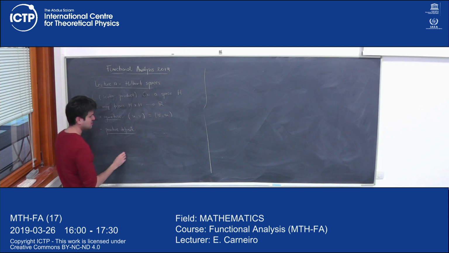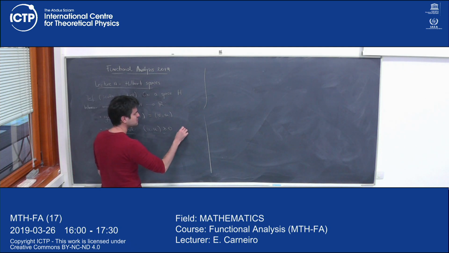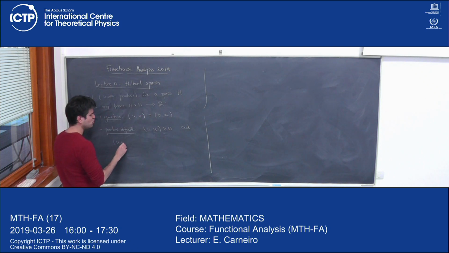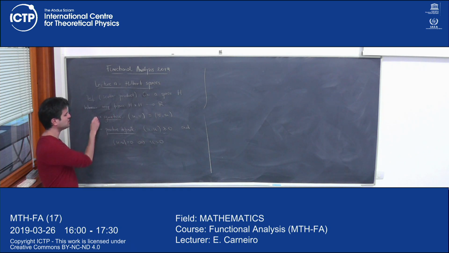Meaning that (u,u) is always bigger or equal than 0, and (u,u) is equal to 0 if and only if u is 0. Okay? So this will be a scalar product for us. So it's a bilinear, symmetric, and positive definite form in your space H.